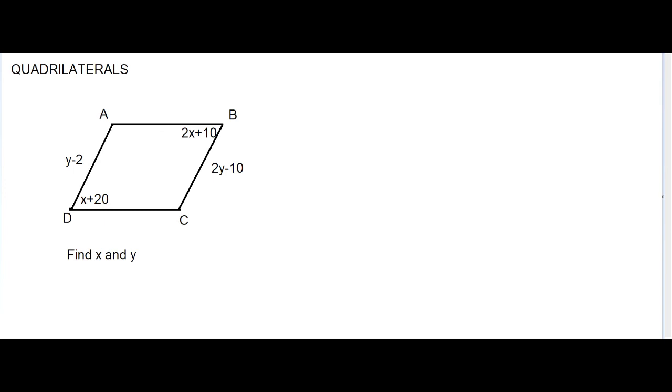This time, we're talking about the angles and the sides. Kanina, sinabi ko na kanina that opposite sides of a parallelogram are congruent. So, ibig sabihin yung opposite sides is equal. So, to find the value of y muna tayo. Kasi yun yung mas madali. To find the value of y, create an equation. Meron kang y minus 2 is equal to 2y minus 10. Because they are opposite sides, therefore, they are congruent. Or in measurement, they are equal.